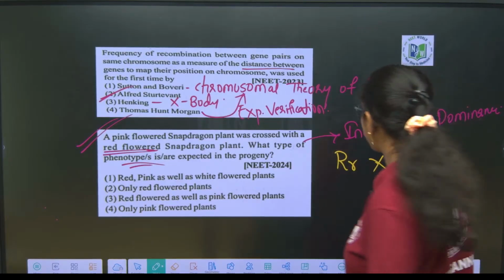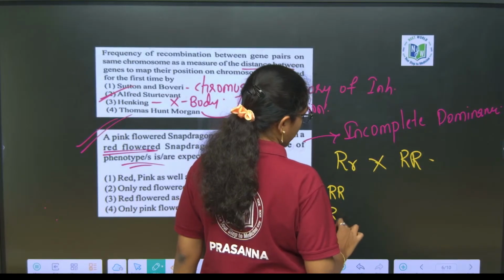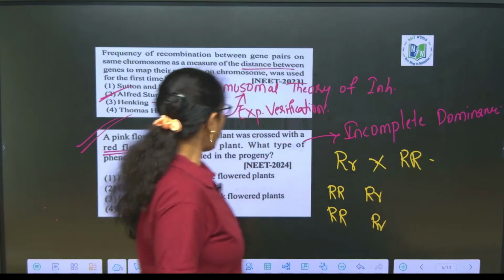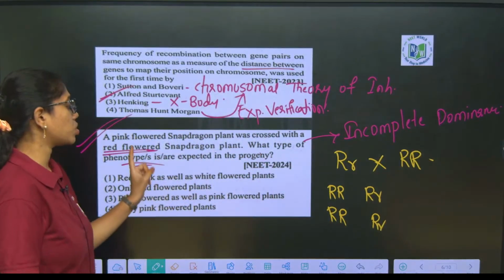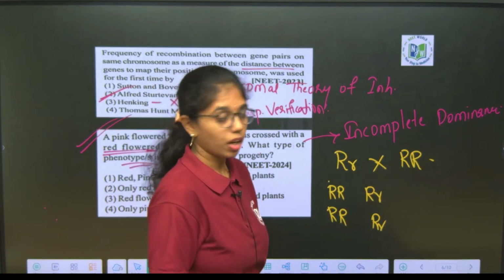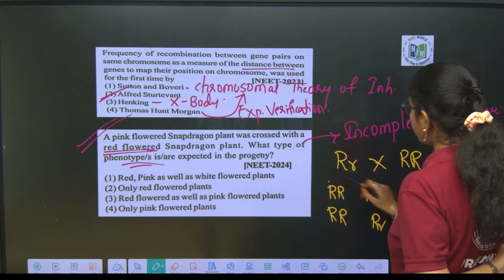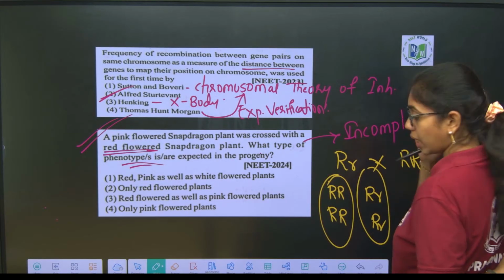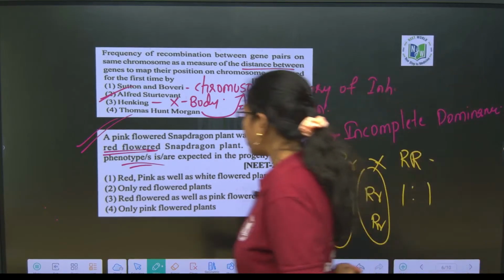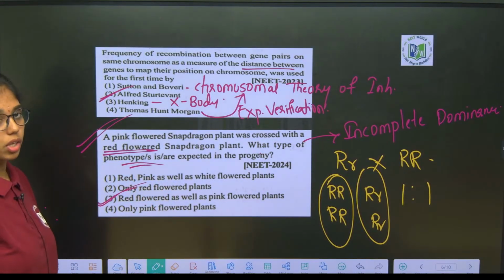What type of phenotypes is he asking? What will be the type of phenotypes? Capital R and the heterozygous condition. So, in offspring, what are the phenotypes expected in the progeny? It will be red and pink. Both red and pink phenotypes are observed, in a 1:1 ratio. So, red flowered as well as pink flowered plants are observed. Option 3 will be the right answer over here.